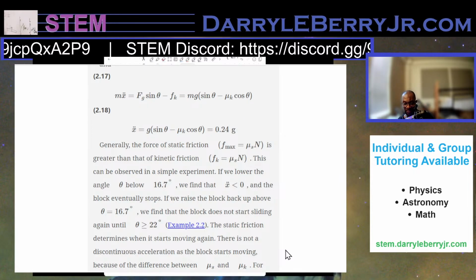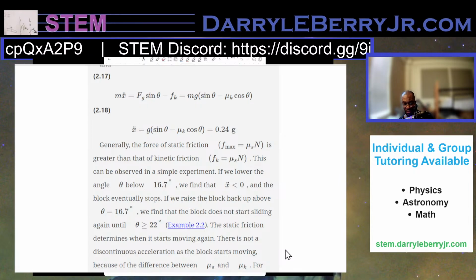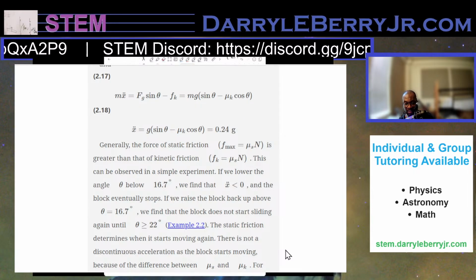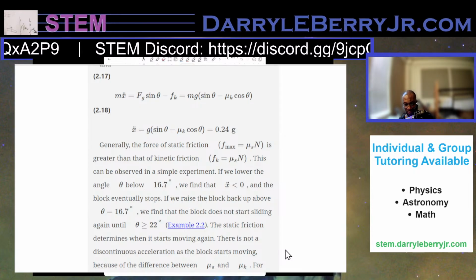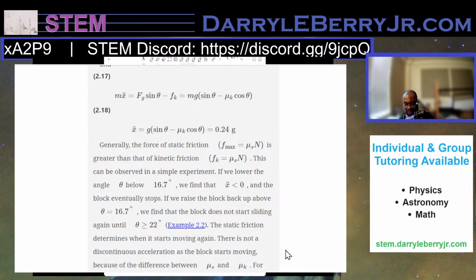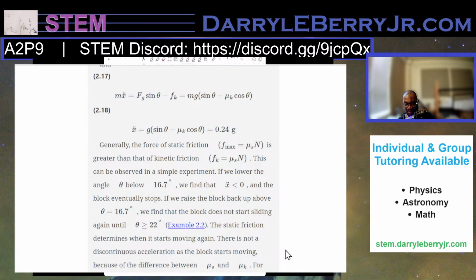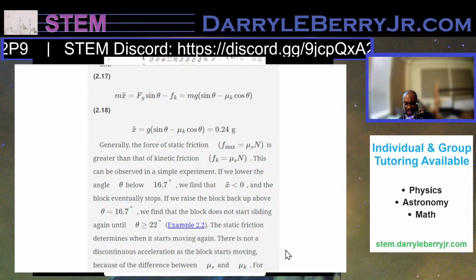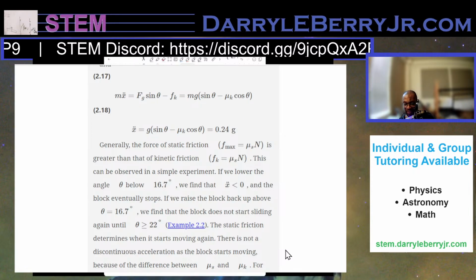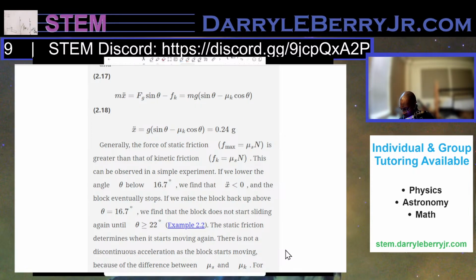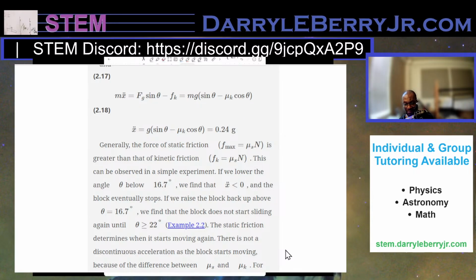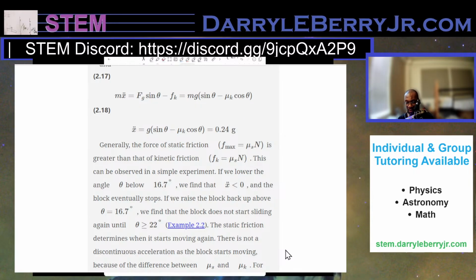This can be observed by a simple experiment. If we lower the angle below 16.7 degrees, we find that acceleration is less than zero. We start the block moving and the block eventually stops. If we raise the block back above 16.7, we find the block does not start moving again until theta is greater than 22 degrees, i.e., the static friction determines when it starts moving again.